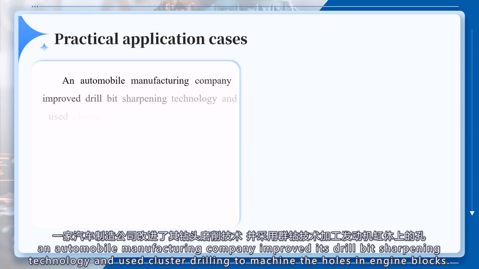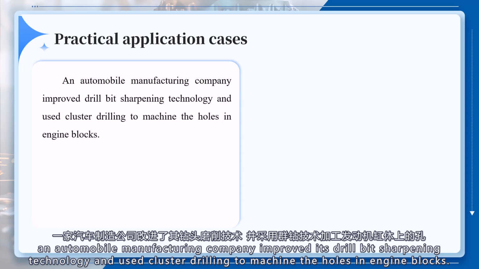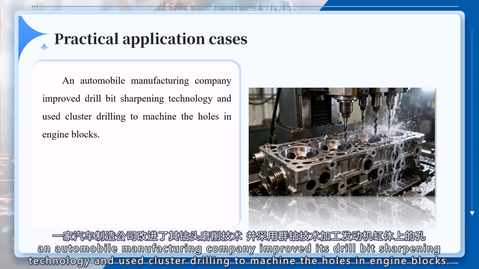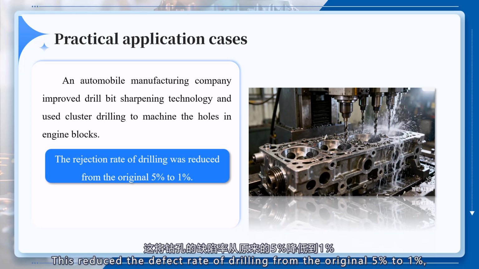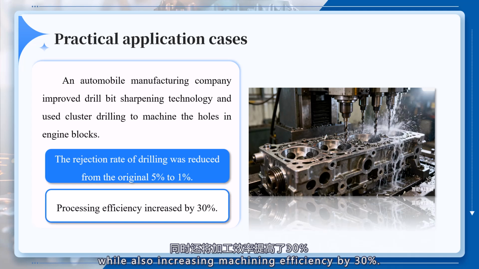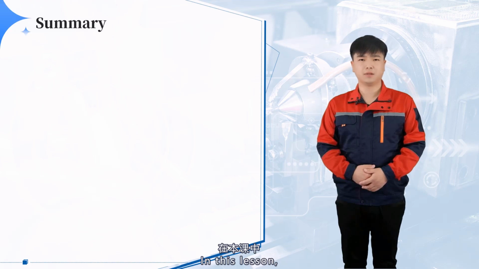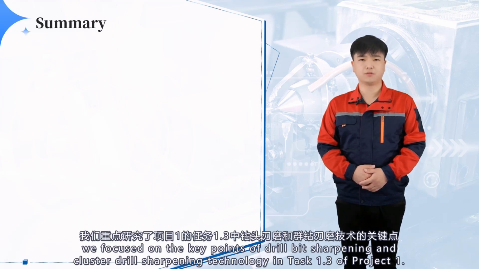For example, an automobile manufacturing company improved its drill bit sharpening technology and used cluster drilling to machine the holes in engine blocks. This reduced the defect rate of drilling from the original 5% to 1%, while also increasing machining efficiency by 30%. In this lesson, we focused on the key points of drill bit sharpening and cluster drill sharpening technology in Task 1.3 of Project 1.